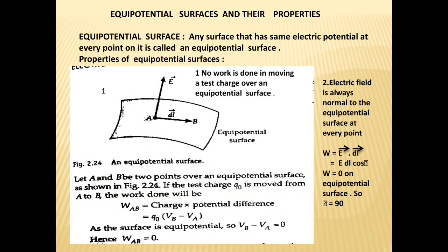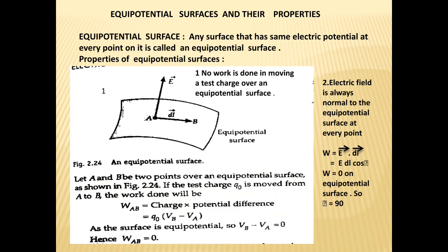Now the next topic is equipotential surfaces and their properties. First of all, you should know what an equipotential surface is. Any surface that has the same electric potential at every point on it is called an equipotential surface, and the properties of equipotential surfaces are given here.